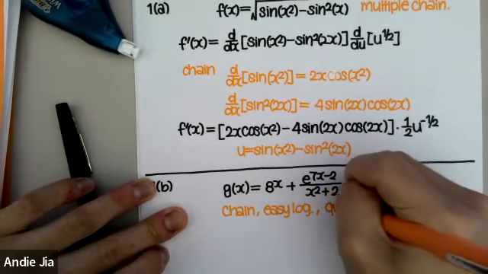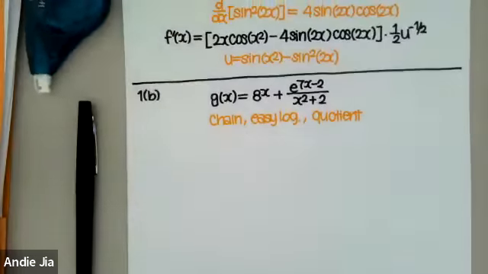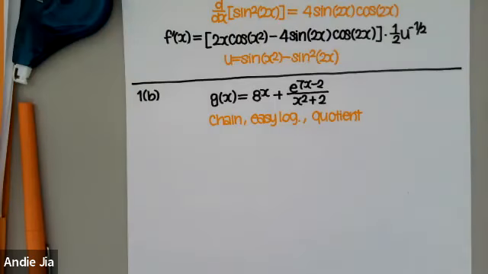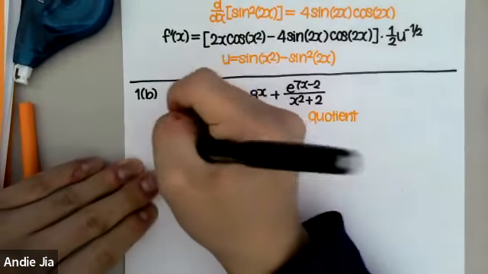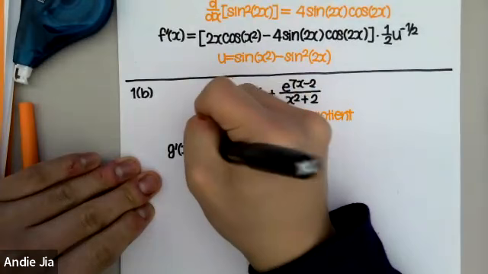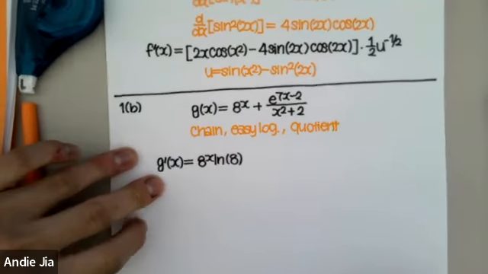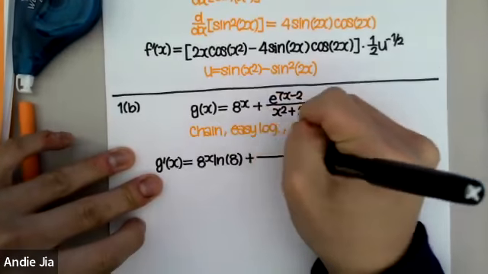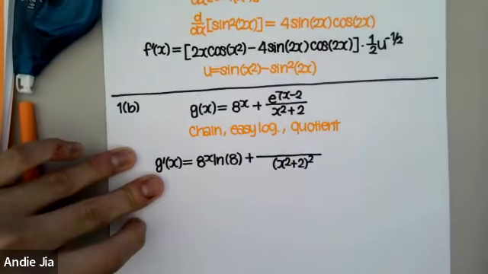And quotient. And then we just try to break it down into two different expressions. g prime is gonna be 8 to the x natural log of 8 plus, and the denominator is gonna be x squared plus 2, squared. Don't expand it because it's gonna make a whole different mess. I don't want you to make lots of unnecessary mess because of the time constraint.